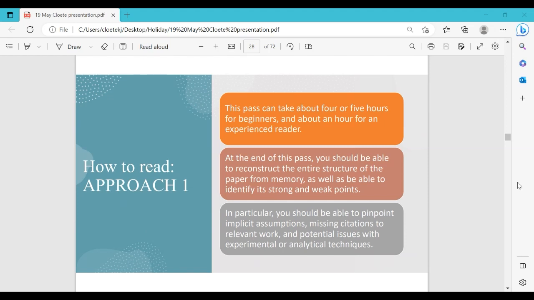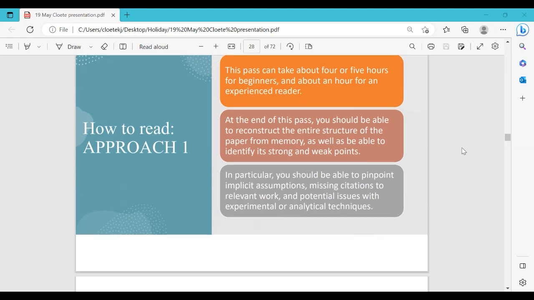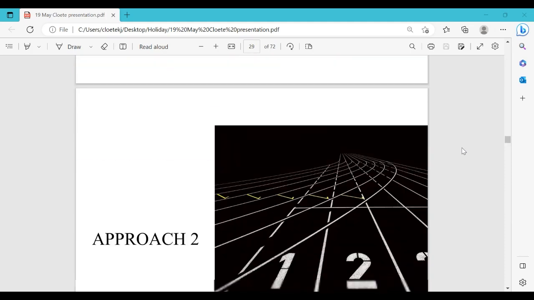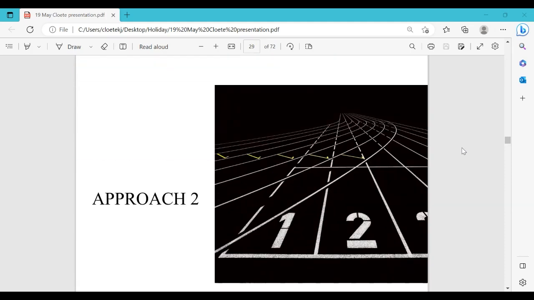Okay, and in particular, you should be able to pinpoint implicit assumptions, missing citations maybe. Should they have added this reference? Why didn't they add this reference? Potential issues also with the experimental and the analytical technique. So in this third phase, you really start critiquing now the paper. Are the aims good enough? Are the methods that they used good? Could they have discussed it better, etc.